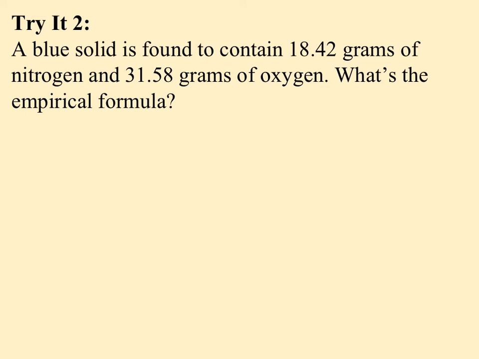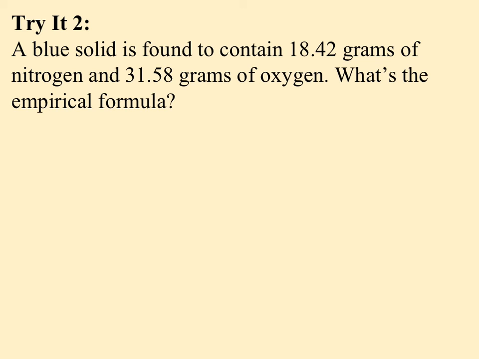So now in step 2, when I write my formula, I've got N1.315, O1.974, and when I divide by 1.315, I end up with, in step 3, N1, but my O, 1.974 divided by 1.315, that's 1.501. So what that's telling me is that my ratio is really 1 to 1.5. Or if I want that in whole numbers, that's really the same as 2 to 3.